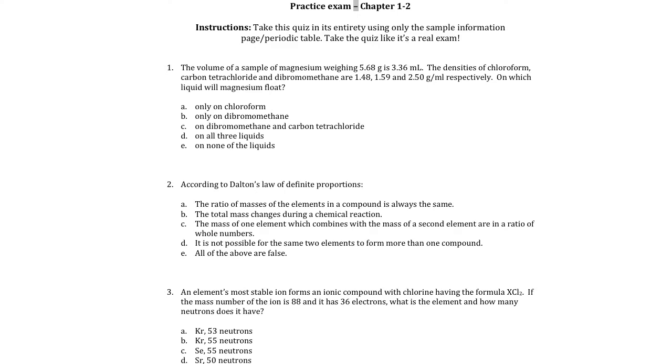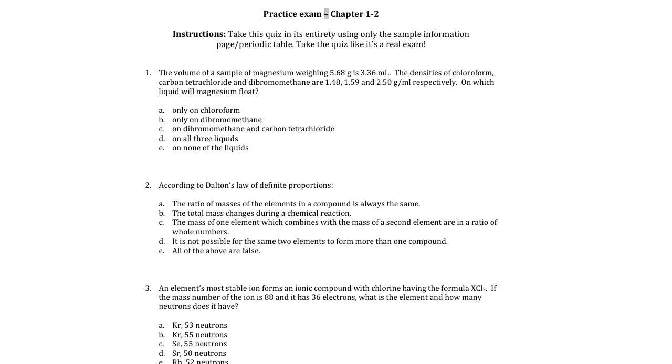Okay, this is the solution to practice exam over chapters 1 and 2. The first question deals with the volume of a sample of magnesium as a ratio of the mass per unit volume. So the densities of 3 liquids are given, and we're being asked to determine on which liquid this magnesium will float.